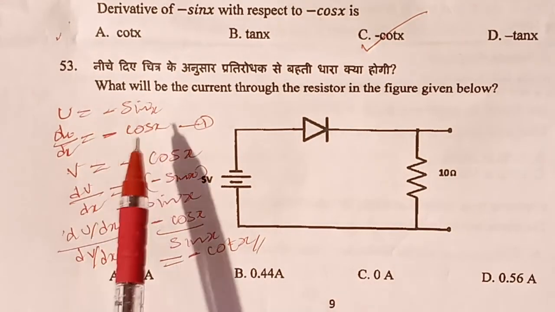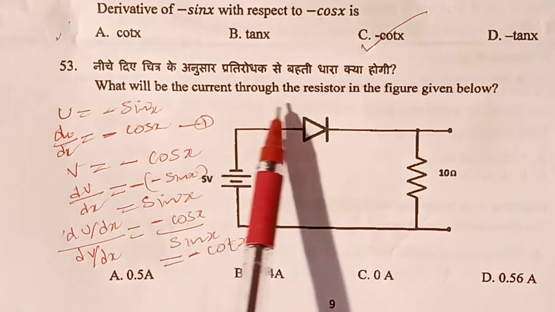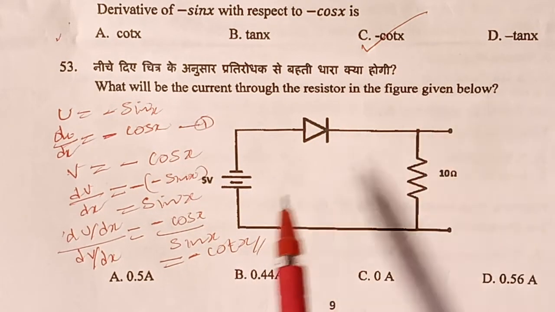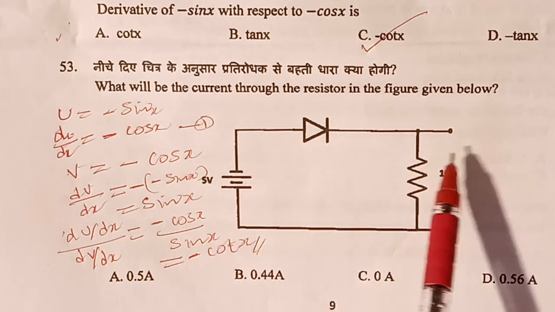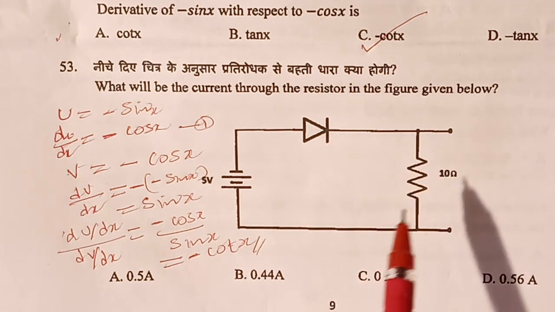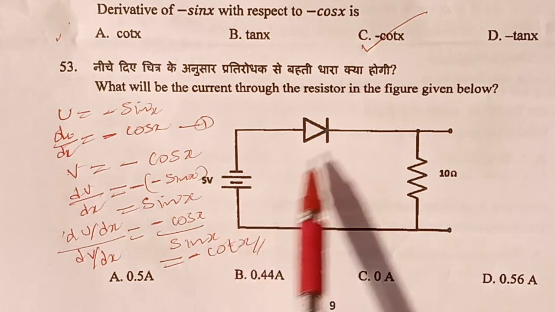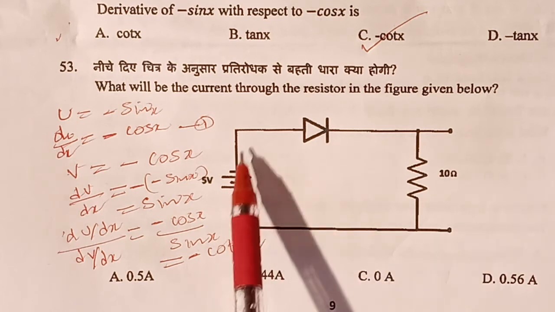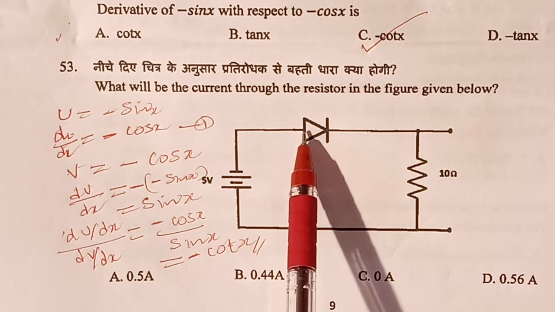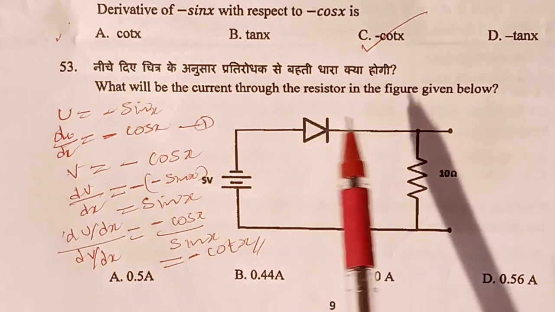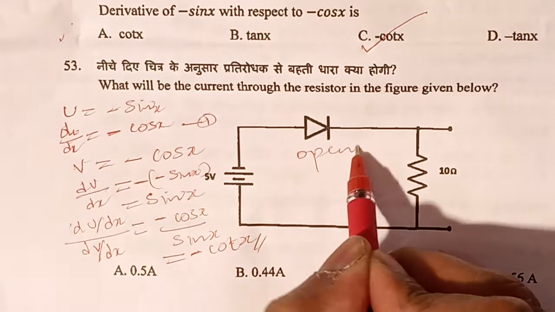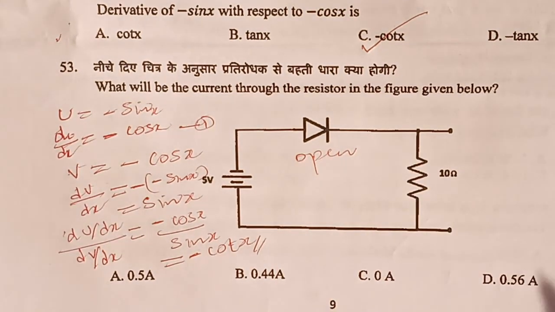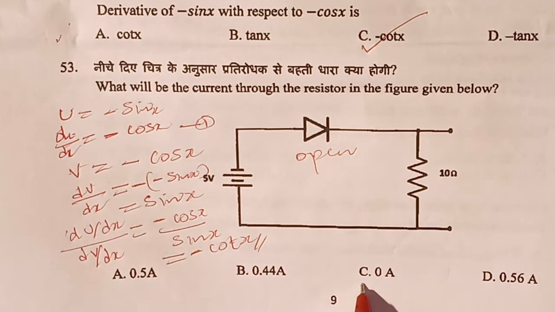Question number 53. What will be the current through the resistor in the given figure? There is a 5 volt battery connected, one diode, and one 10 ohm resistor. If you closely look at the diagram, the negative terminal of the battery is connected to the anode of the diode. So this diode acts like an open circuit. So there is no current flow. So the answer is option C, 0 amps.